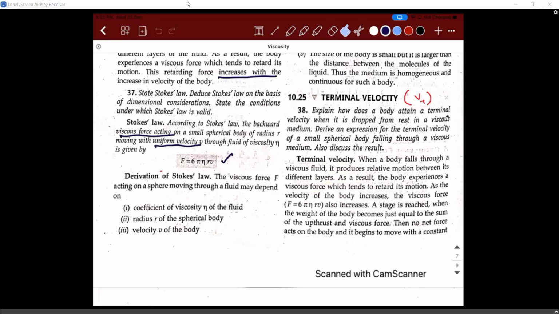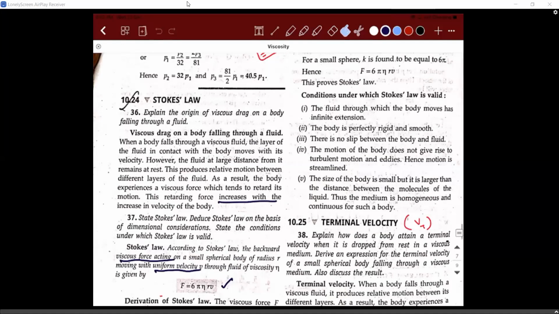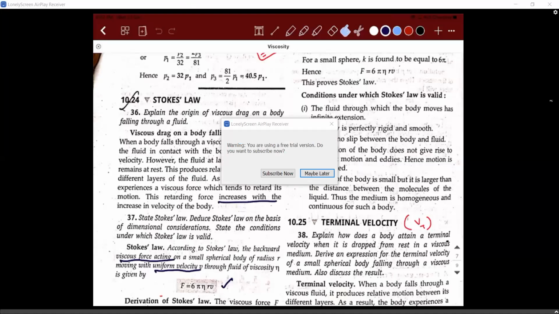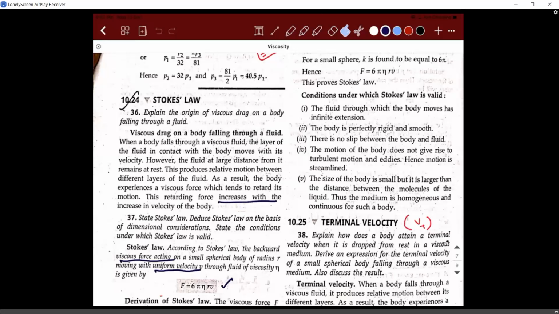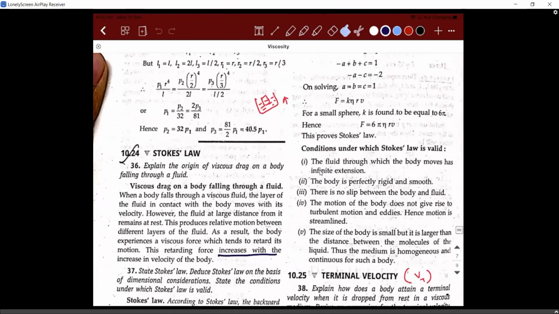Right. So yesterday, what were the concepts that we were discussing? We saw some important concepts. One is coefficient of viscosity. Those who are online, you're able to hear me, right? Yes, sir. Right. So we saw something called coefficient of viscosity. Then we saw some problems based on that, right?